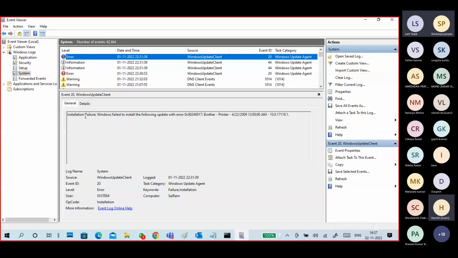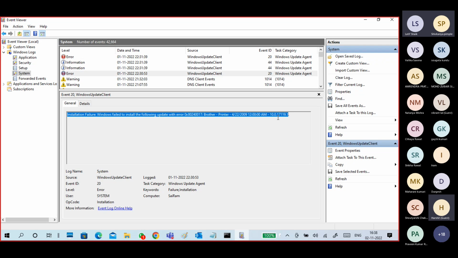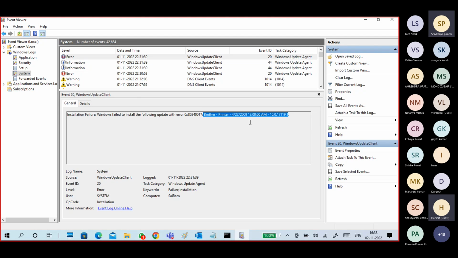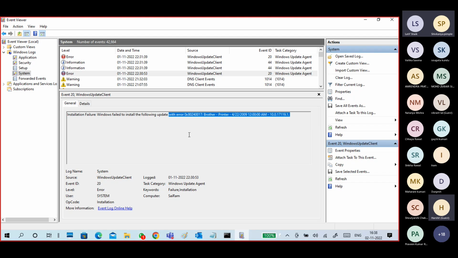Some error: installation failure. Windows failed to install the following updates. It is a Brother printer. Once upon a time, to show the practical to the people, I showed how to install this particular printer. Still it is showing this kind of error. Unable to install the printer, even though I updated the printer drivers. It's not working.